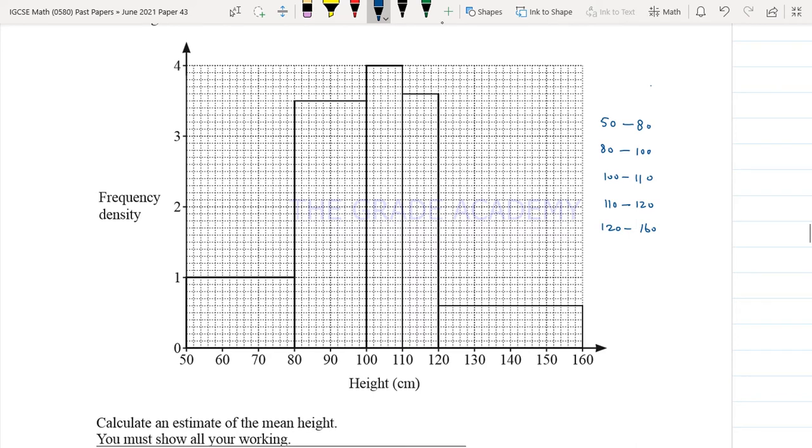To find the mean of the intervals, we have to take the middle values of the intervals, multiply each middle value with its corresponding frequency, and then add.